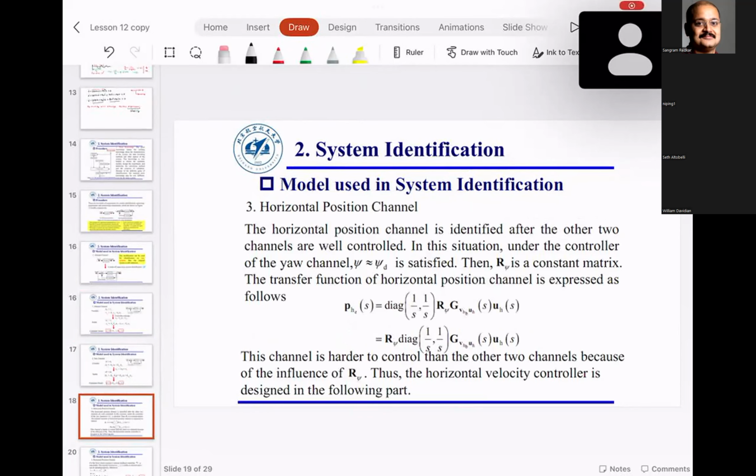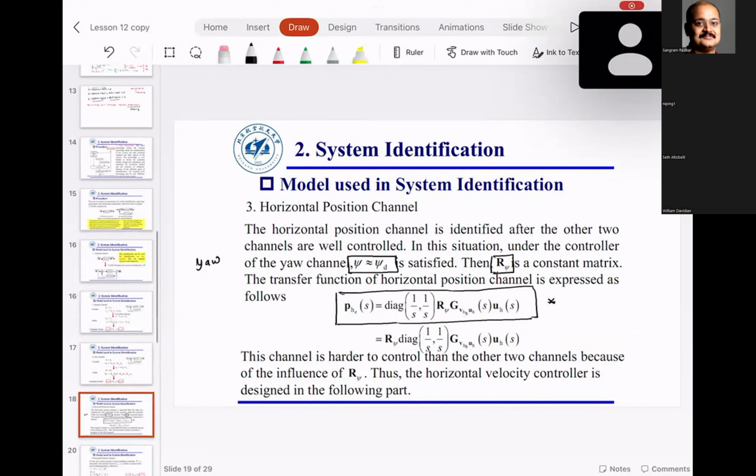So what are the different models that are used in system identification? For the horizontal channel, you assume that psi, which is the yaw channel, is equal to the desired value, and then the rotation matrix about yaw actually becomes a constant matrix, and the position equation in the transfer function form becomes very simple, which is given over here. And this equation can be used either for simulation or for autopilot implementation.